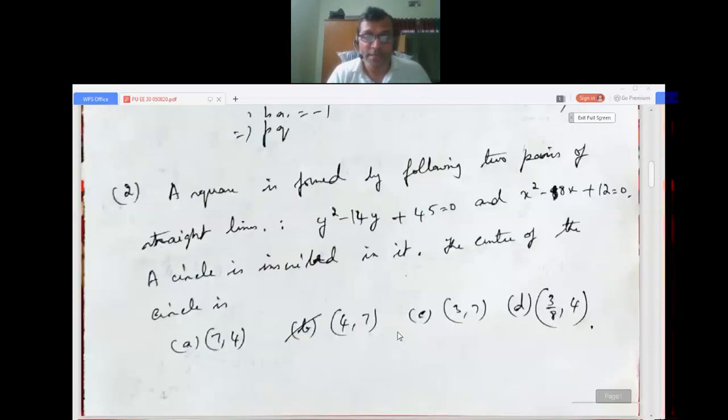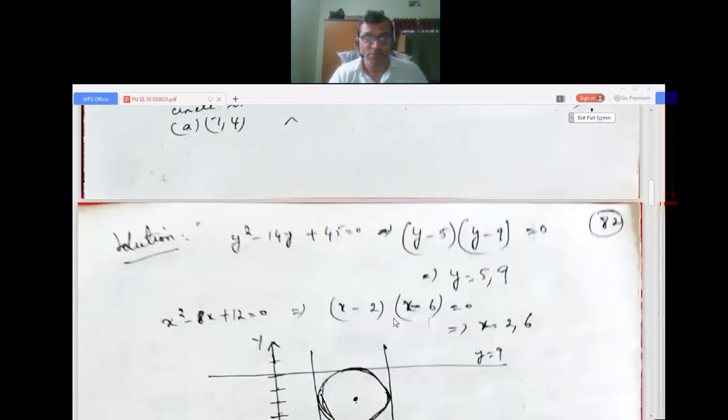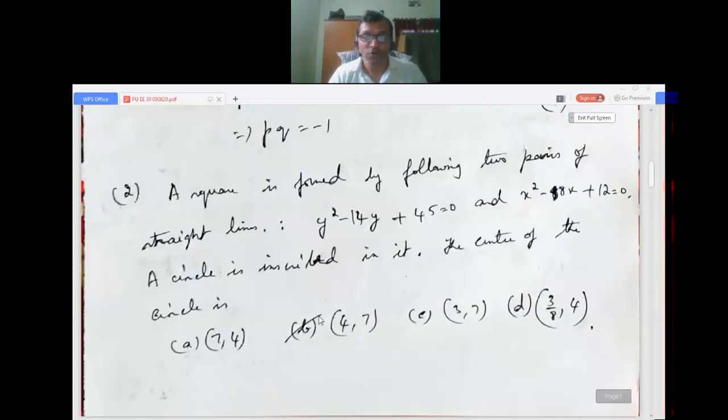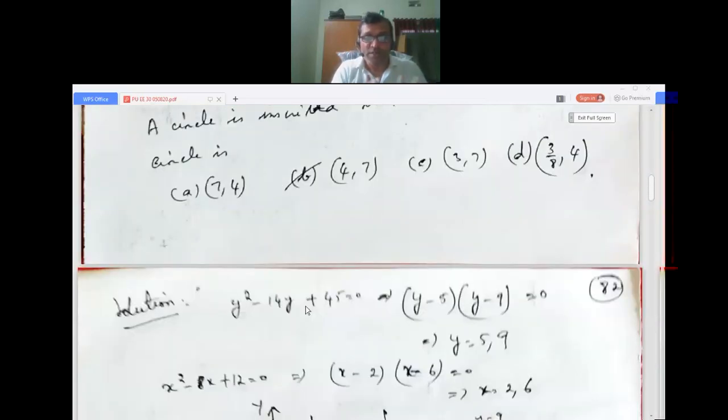First we take the first pair of straight lines, that is y squared minus 14y plus 45. So it is an equation of a pair of straight lines. So I factorize it directly. You know how to factorize. See, factorization is coming here also. What you studied in 8th and 9th standard, the factorization, is very, very important. It comes almost in all the topics here.